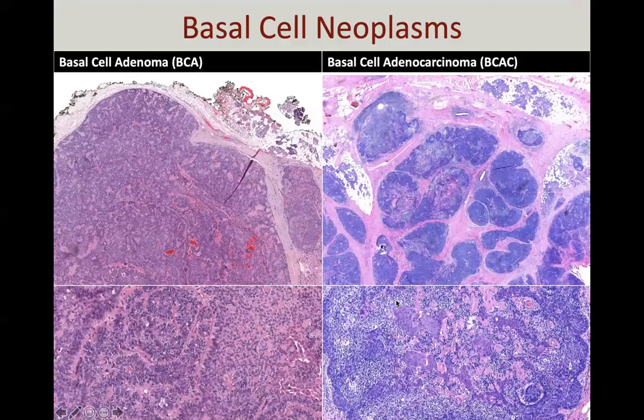Here's an example on lower and then higher power of what these might look like. Extremely blue, but they're noted by this very prominent peripheral palisading layer at the periphery of the nests and these eosinophilic hyaline basement membrane globules in the center of the nest, very characteristic. This is just a bottom example here showing an invasive counterpart, a basal cell adenocarcinoma with a little bit of squamous metaplasia.